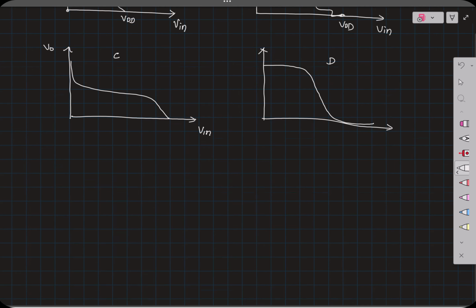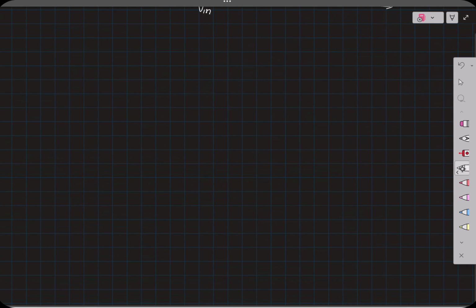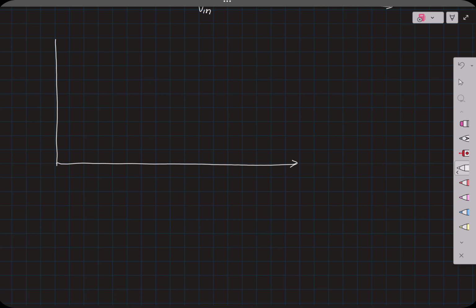Okay, so let me give you a setup using which you can analyze both of them. So let's say we have a characteristic that looks like this. I'm roughly going to mark the VIL and VIH on this plot. Let's say your VIL is somewhere here, meaning any voltage below this is considered a logic 0, and I'm going to mark your VIH as somewhere here.